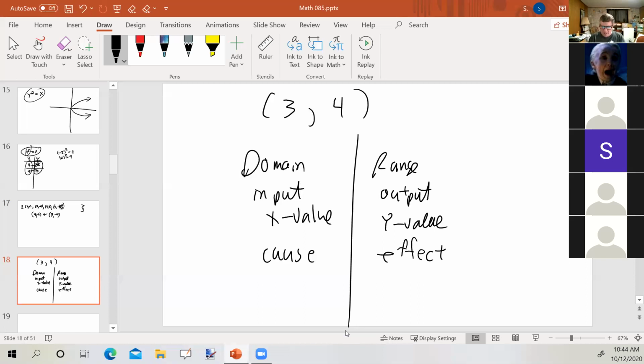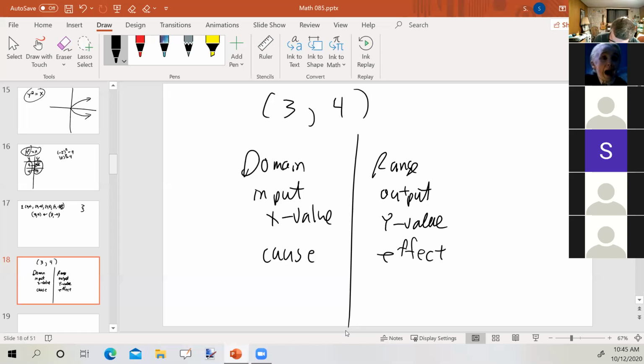Okay, so let me ask you this. Did you put on the jacket because it was raining, or was it raining because you put on the jacket? You put on the jacket because it's raining. Right, you don't control the weather, do you? Unfortunately. That's right. So the domain, the cause, would be the rain. The range, or the effect, would be you put on a jacket. Does that make sense? Okay.